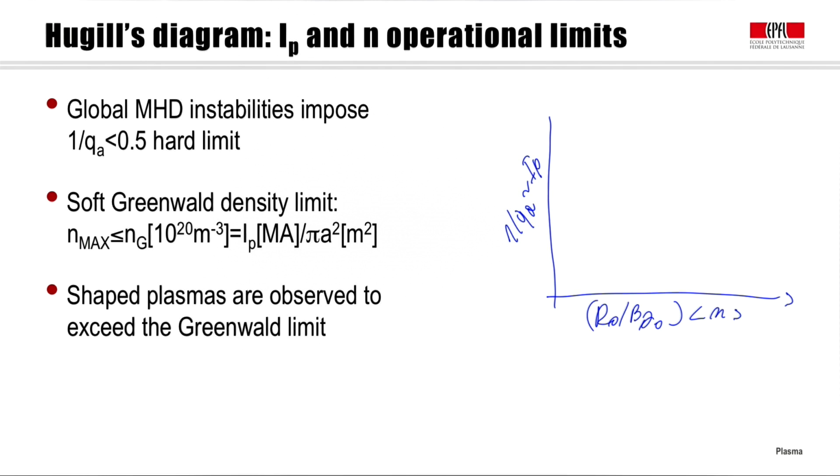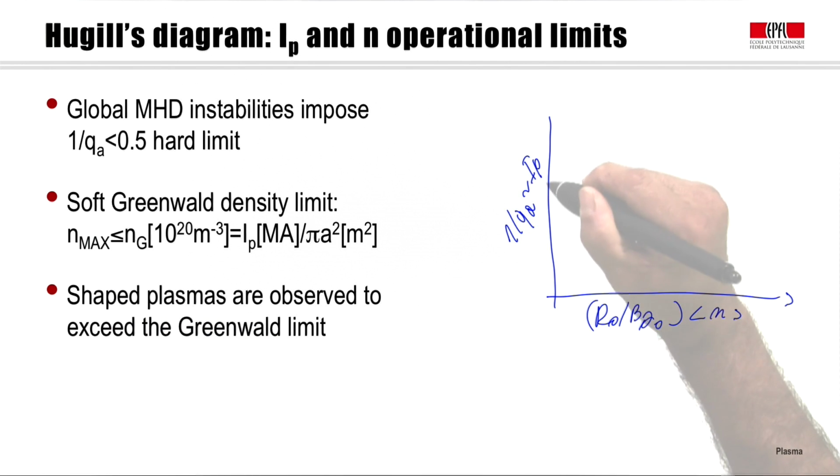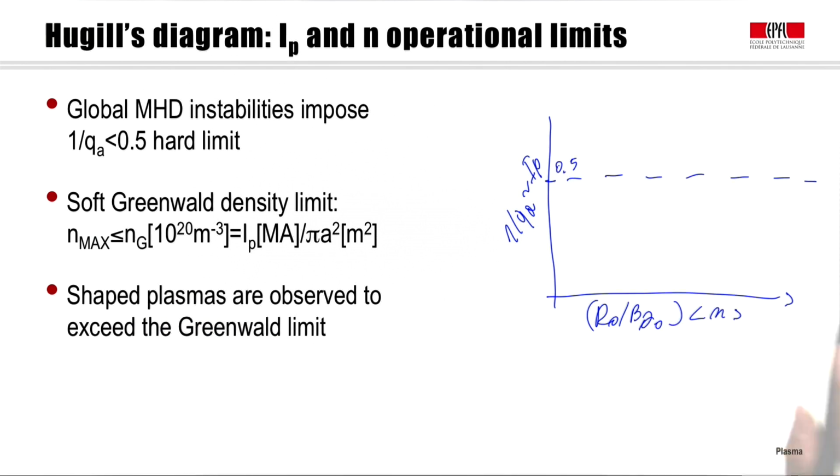So the first limit, a hard limit on plasma, is given by total plasma current. And this limit is set by global MHD instability that imposes a 1 over QA lower than 0.5 hard limit. And this is really a hard limit. It's independent of the plasma density.